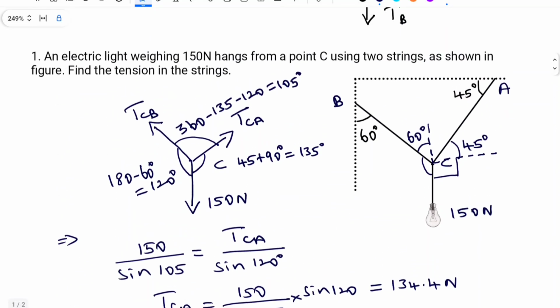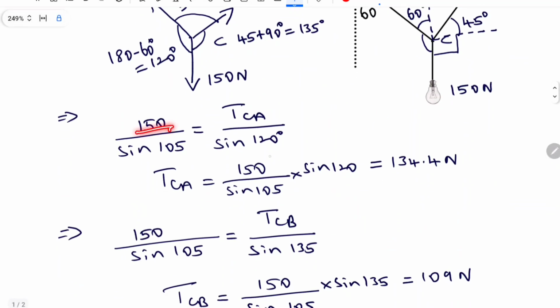As per Lami's theorem, you should have only three forces and your system should be under equilibrium. Once after calculating the angle between all the forces, you can use Lami's theorem with the help of a known force and you can find out the remaining two unknown forces.